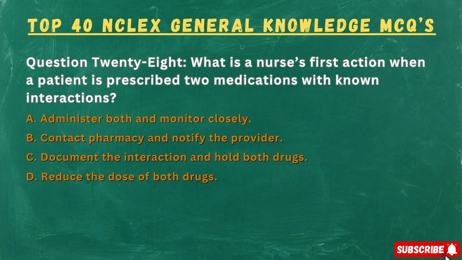Question 28. What is a nurse's first action when a patient is prescribed 2 medications with known interactions? A. Administer both and monitor closely. B. Contact pharmacy and notify the provider. C. Document the interaction and hold both drugs. D. Reduce the dose of both drugs. Answer: B. Contact pharmacy and notify the provider.